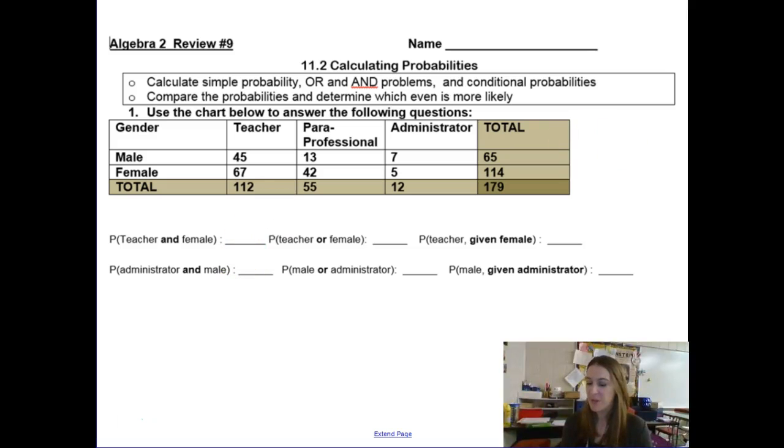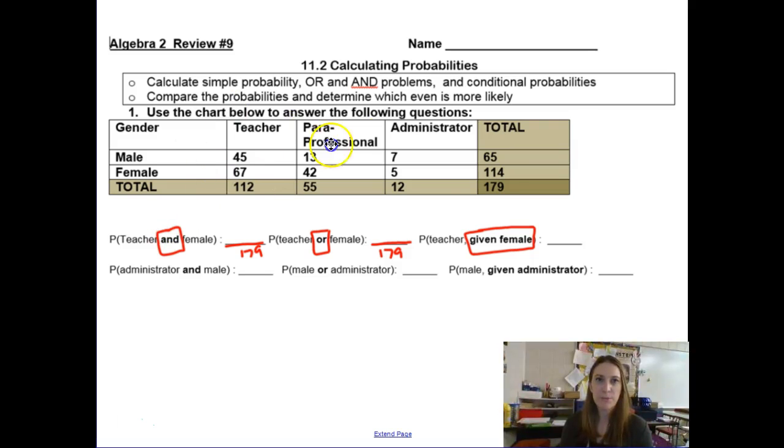This is a repeat. So remember, there's 3 types of probability we're going to discuss: and versus or versus this given stuff. So what I notice here is the first one is and, the second one's or. And is where you have the total denominator. So 179 is going to be your denominator. And that's going to be true for the or as well. But the numerators are very different.